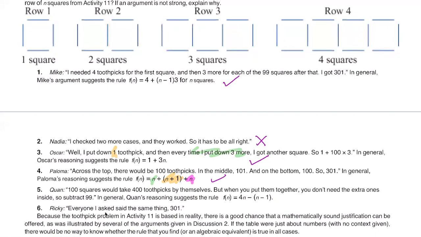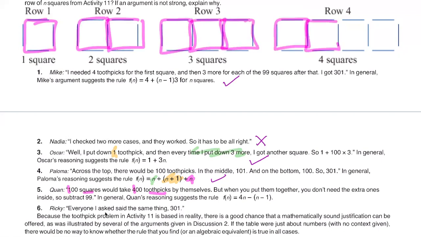His explanation doesn't make sense for the first picture when you're thinking of 100 at once. But what I'm hearing from Kwan is that 1 square needs 4 toothpicks. Yes, that's valid. So every square needs 4 toothpicks if you were thinking of them individually, if you were trying to make square boxes. Ah, but then he talks about when you put them together, you don't need the extra ones.